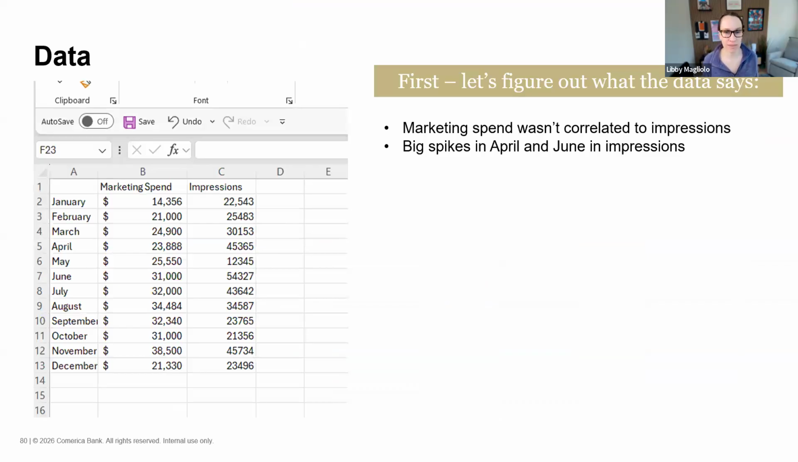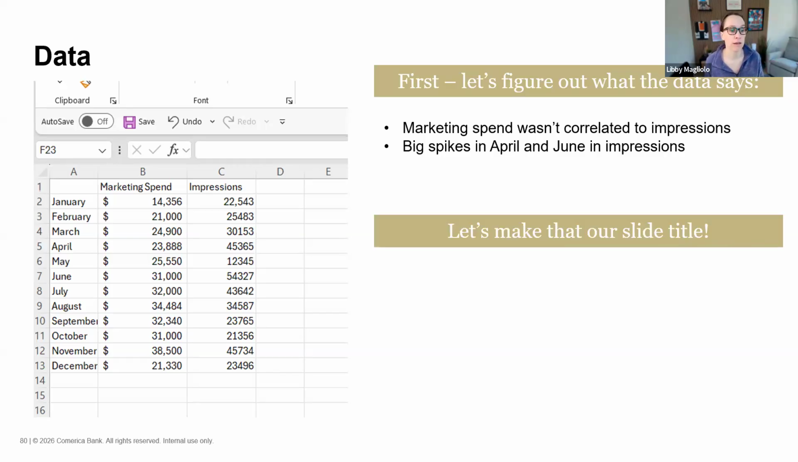First, we need to actually figure out what the data is saying, because right now we just have raw data, and like we talked about, we need to figure out the actionable insights before we can build a slide around that. So what the data is saying is that there was no correlation between marketing spend and impressions, and in April and June, we had big spikes in impressions. Okay, great. Now we're getting to some insights and some things that we might want to call out in our slide. So we discovered these two findings.